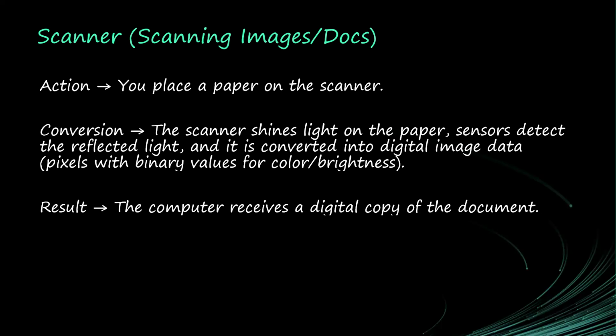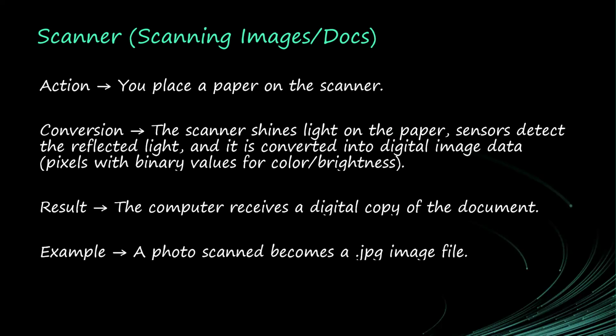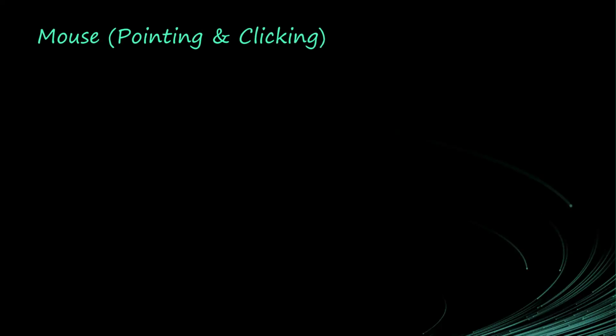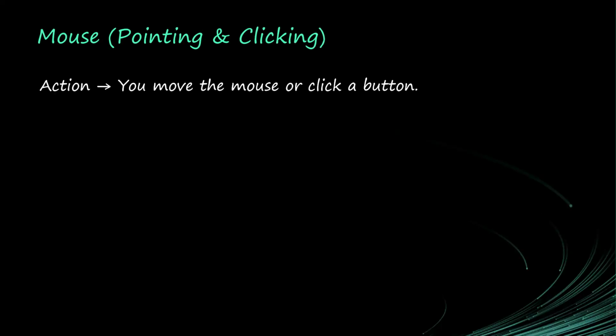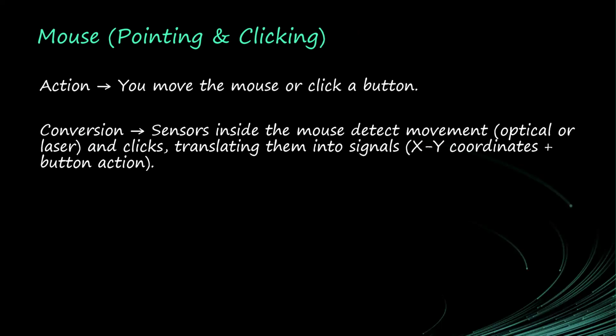So the computer will receive a digital copy of the document. A photo scanned becomes an image file. When you scan a document, the computer will convert it to an image file. When you use the mouse to point and click, you move the mouse or click a button. That's the action. Sensors inside the mouse will dictate the movement, all right?